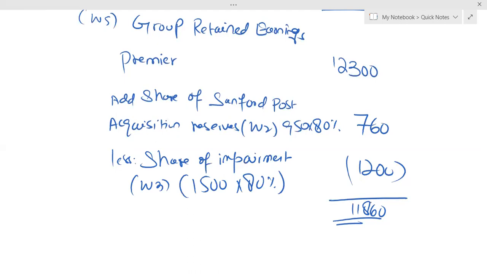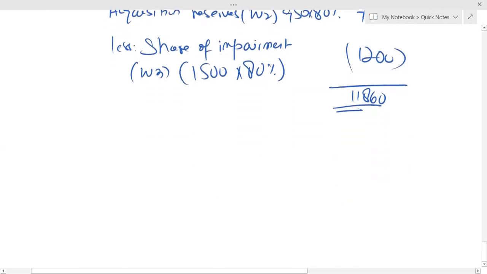So the group retained earnings is 11,860. Now let us try to prepare the group SOFP, the consolidated statement of financial position.